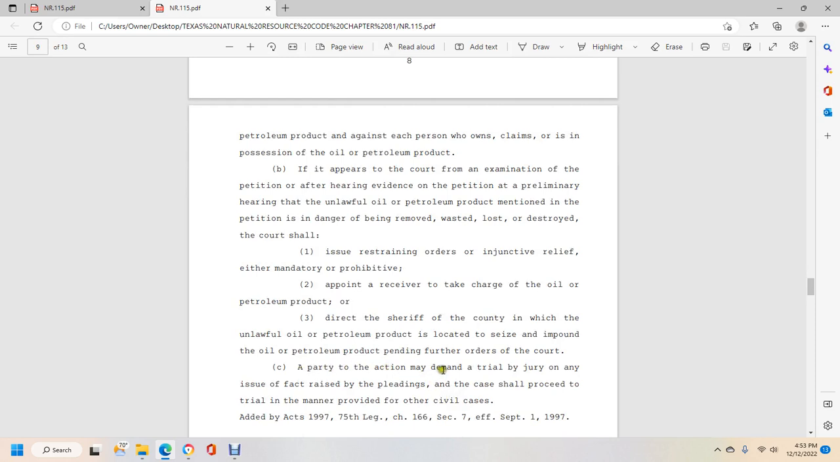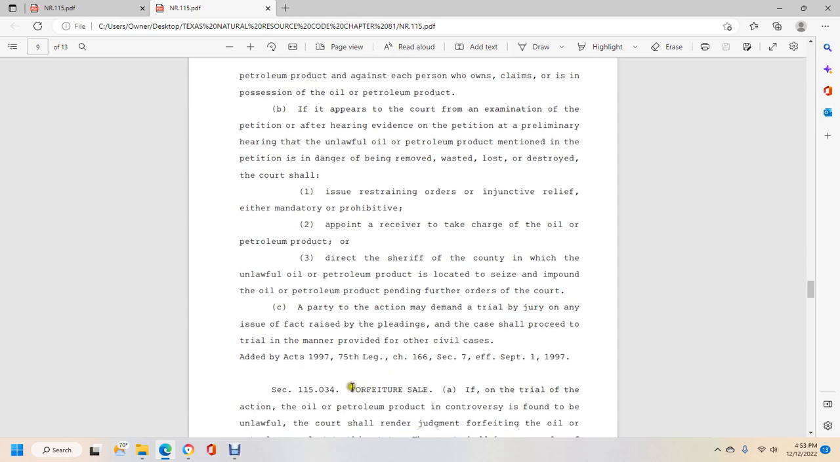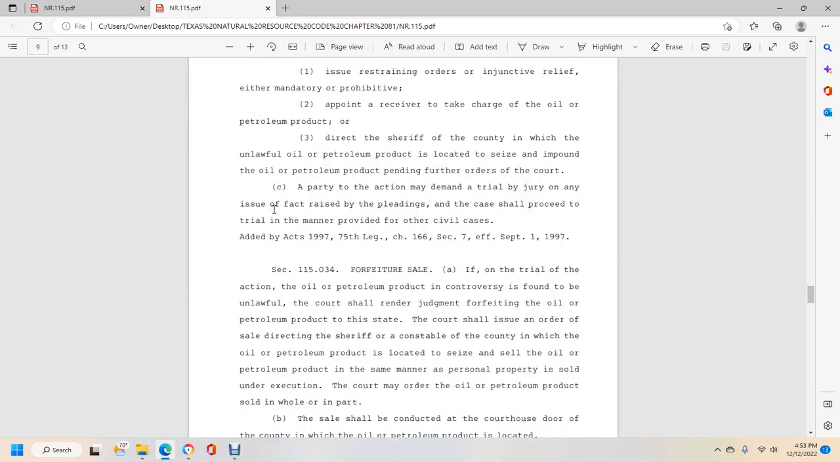C. A party to the action may demand a trial by jury. Any issue of fact raised by the pleadings of the case shall be proceeded with, with the trial in the manner provided for other civil cases. Acts 1997.